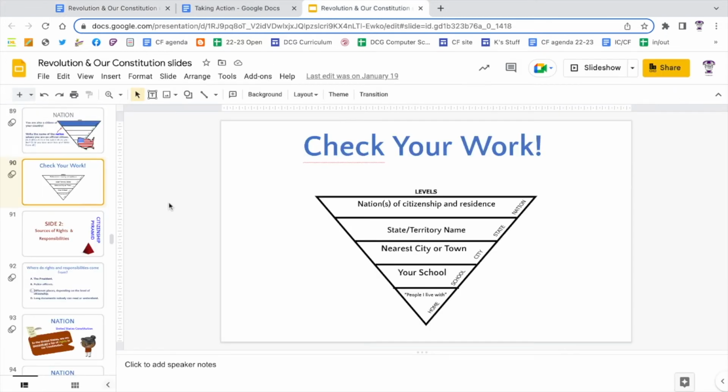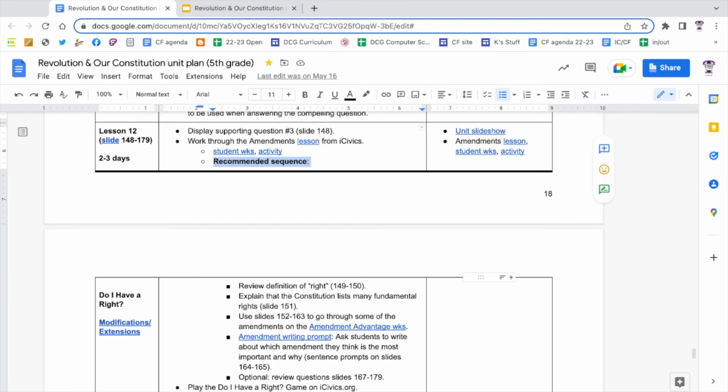There's a pyramid that students end up making, and it works through the different levels of nation, state, city, school, and home for various topics. Lesson 12 goes along with the iCivics activity called Do I Have a Right? And this is a lesson plan that has quite a bit to it.